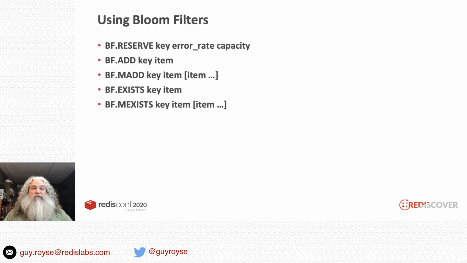Using Bloom filter, you've got the BF.RESERVE, BF.ADD, BF.MADD, BF.EXISTS, and BF.MEXISTS. Reserve sets up your Bloom filter. You give it a key name, you give it an acceptable error rate, and a capacity. I want it to be right 99% of the time, and I want my capacity to be 10,000 items. To add things, you just call add. If you want to add multiple things, you call multiple add. If you want to check to see if something exists or multiple things exist, you use the exists commands, and they're really straightforward.